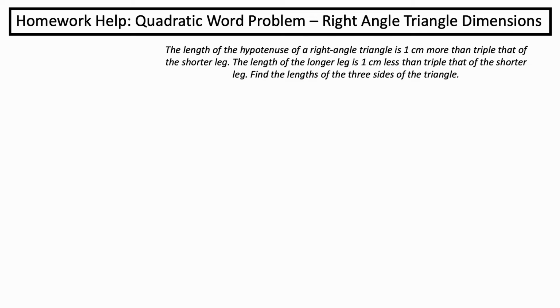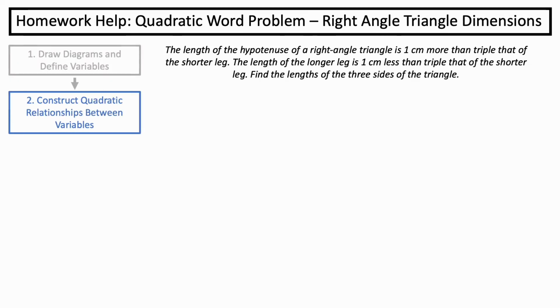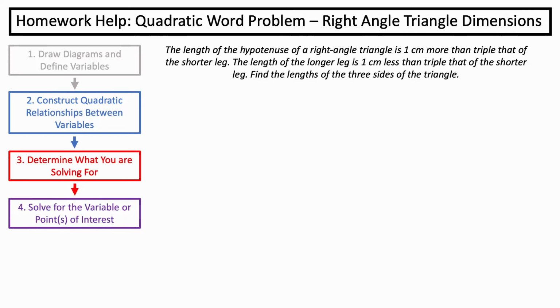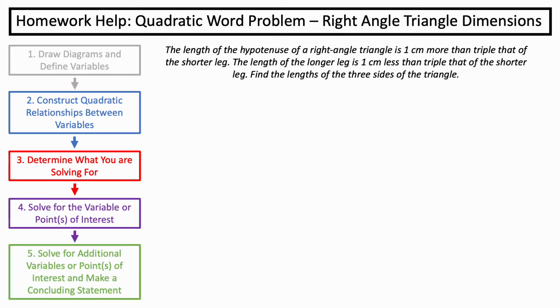Now while we haven't covered this type of question before, it will still follow the exact same steps for any quadratic word problem. The first step being draw diagrams and define variables, the second step being construct quadratic relationships between variables, the third step being determine what you are solving for, the fourth step being solve for the variable or points of interest, and the final step being solve for additional variables or points of interest and make a concluding statement. Let's look at the first step here, draw diagrams and define variables.